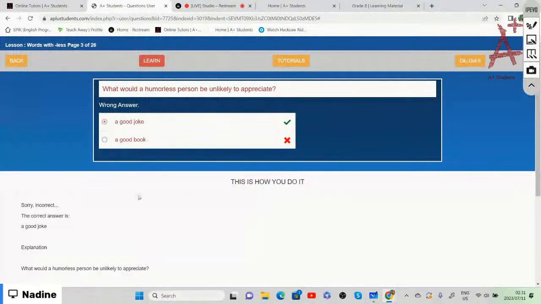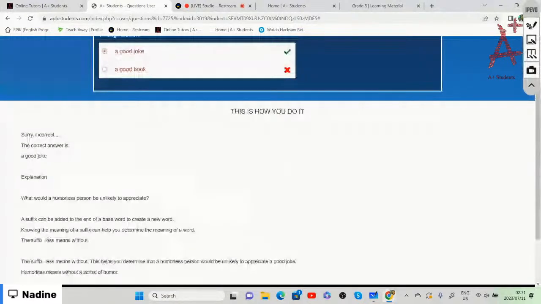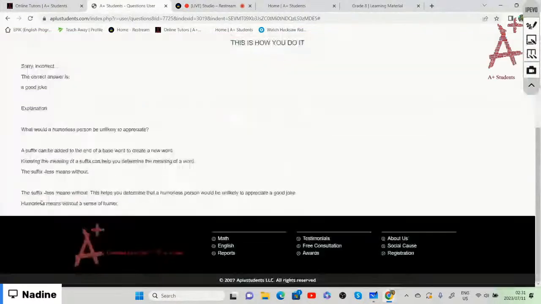And once it takes you to the tutorial lesson, it will basically show you how you can do it, right? Then it will give you the explanation or the description again of what the lesson is about. And then it will, for example, give you the answer. Like a humorless person, someone without humor.